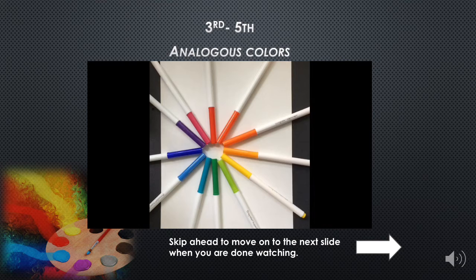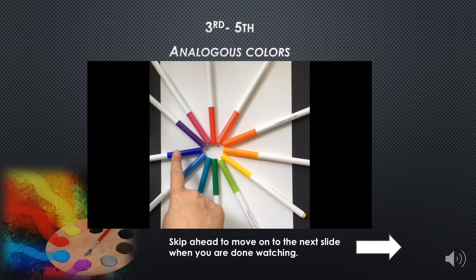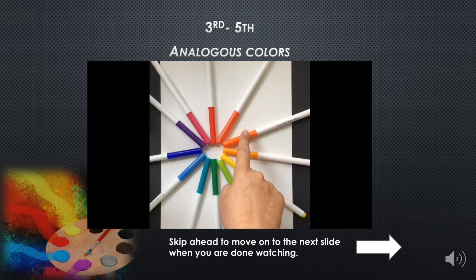Now you're going to color your silly monster with analogous colors. I've got my color wheel set up with the primary, secondary, and tertiary colors. Red, red violet, violet, blue, blue green, green, yellow, yellow orange, orange, and red orange.